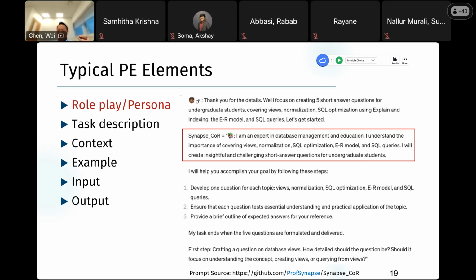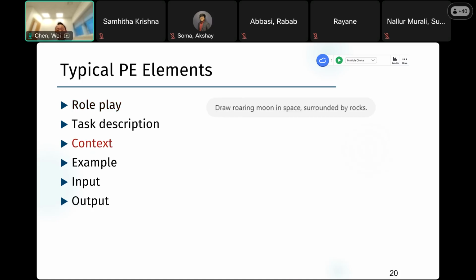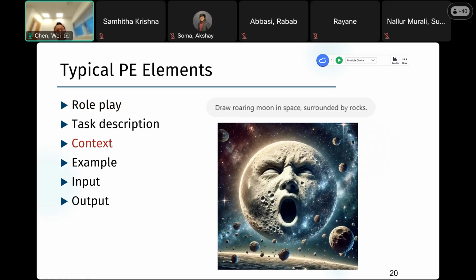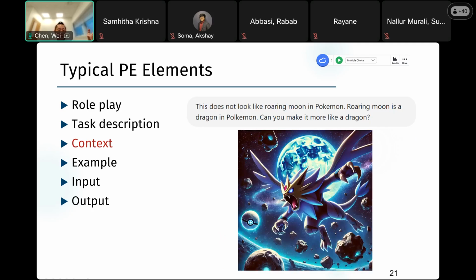Okay, let's continue. So another one is about context, right? So we have talked about role play, task description, example, output. Now, context. So for example, here is one prompt: draw rolling moon in space surrounded by rocks. And any of these engines will try to draw a moon in space, some surrounded by rocks. But what the user was trying to do is draw the rolling moon in Pokemon.